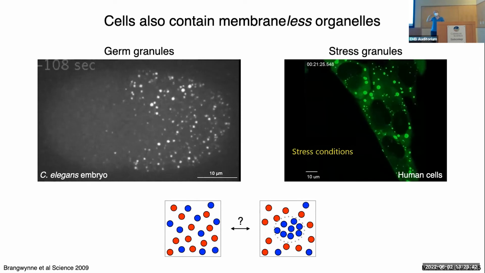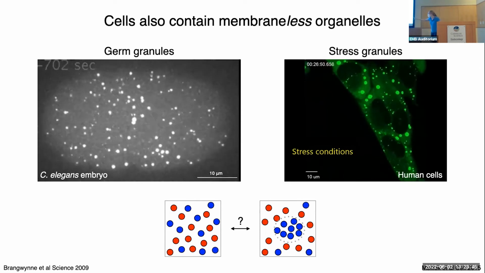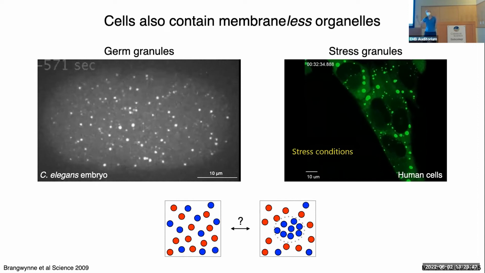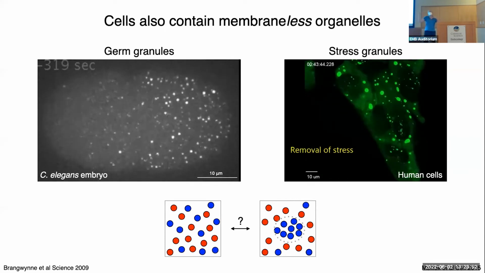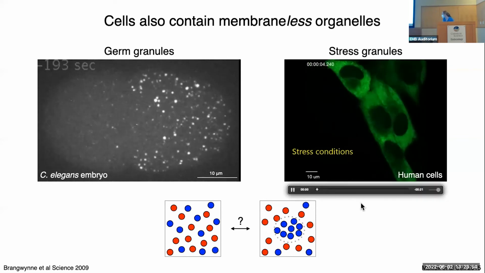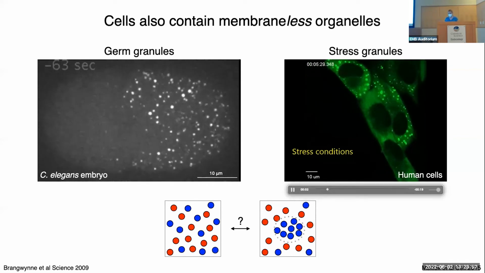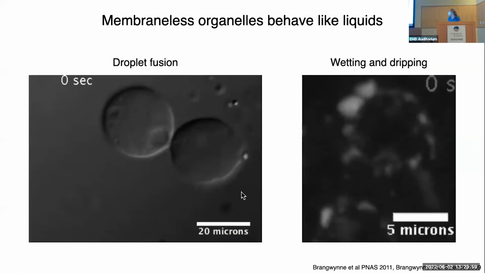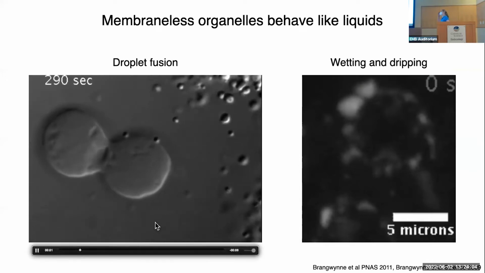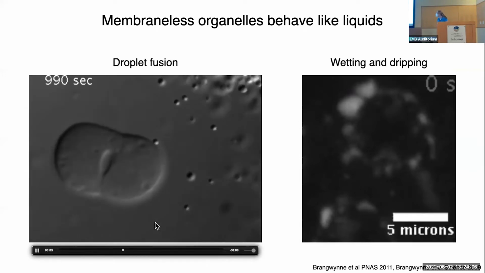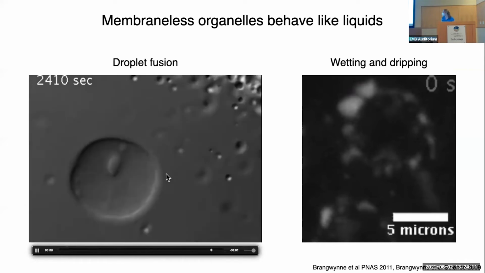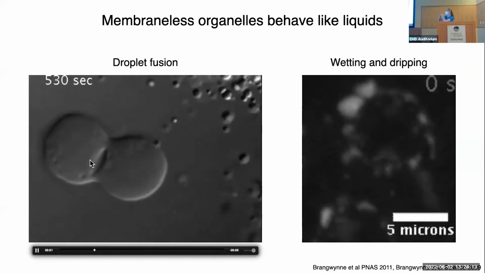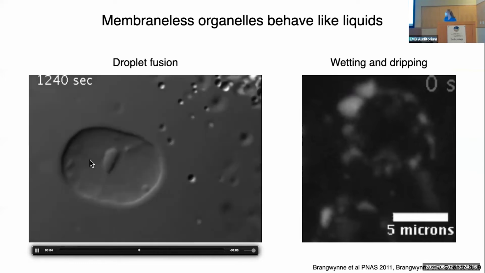So the question when I started my postdoc about 10 years ago, when I feel old, was how do these molecules come together and stay together in a coherent structure without a membrane, right? Why doesn't entropy win and these molecules just diffuse around? And so what Cliff, my postdoctoral supervisor, noticed was that a lot of these membraneless organelles behave like liquids. So here you have two nucleoli that have been dissected out of a Xenopus oocyte, and they come together, they make contact, and then they fuse and they round up.